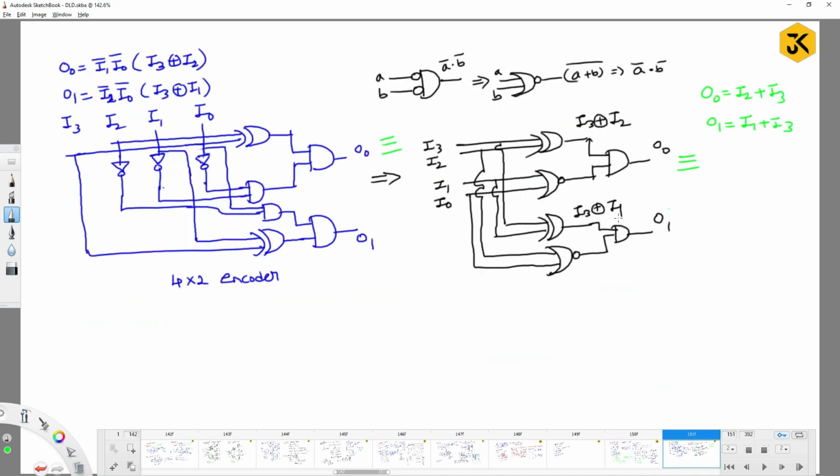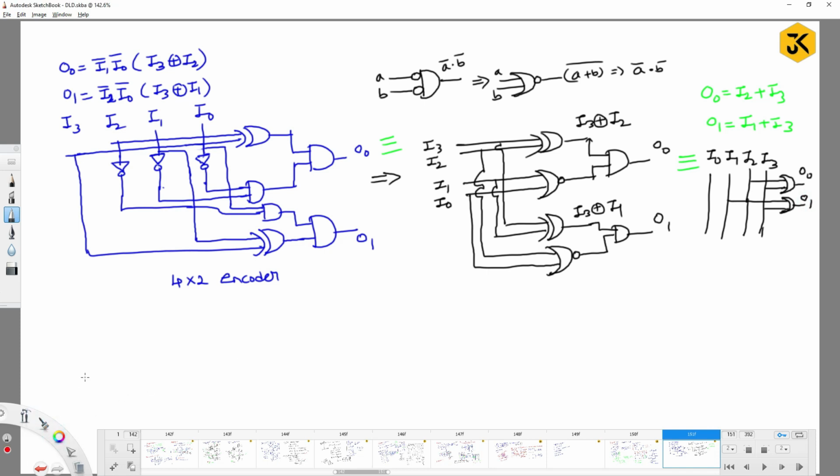So try to construct the circuit diagram now. If you are going to construct the circuit diagram, this is I0, I1, I2 and I3. Assume that all the vertical lines are already constructed. I2 is connected with I3 with the help of an OR gate. You are going to get O0 as output. Similarly, I1 is connected with I3. You are going to get O1 as output. Right? Now try to check.